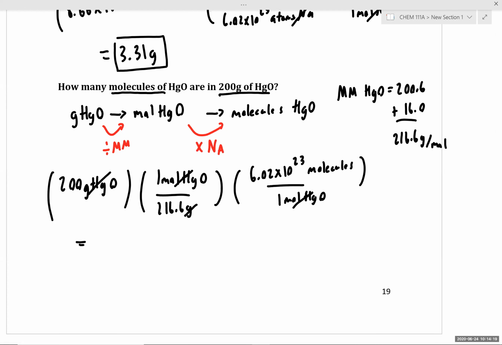So we have 200 over 216.6 times 6.02 times 10 to the 23rd. Checking I entered everything correctly. We should end up getting, in the end, 5.55 times 10 to the 23rd, which we in turn round, since we only have one sig fig, to 6 times 10 to the 23rd.